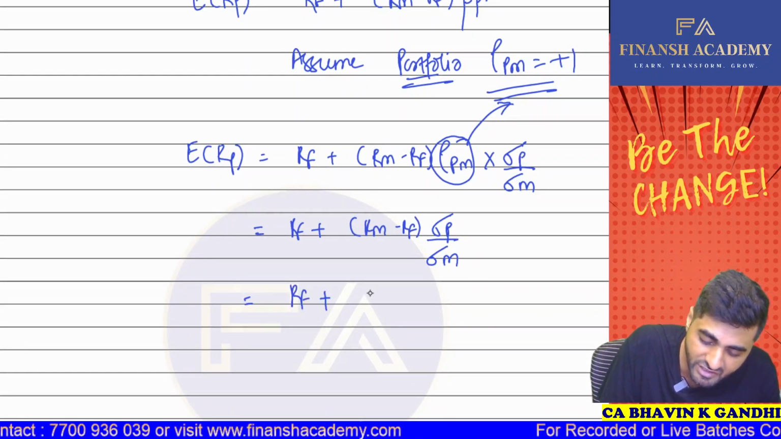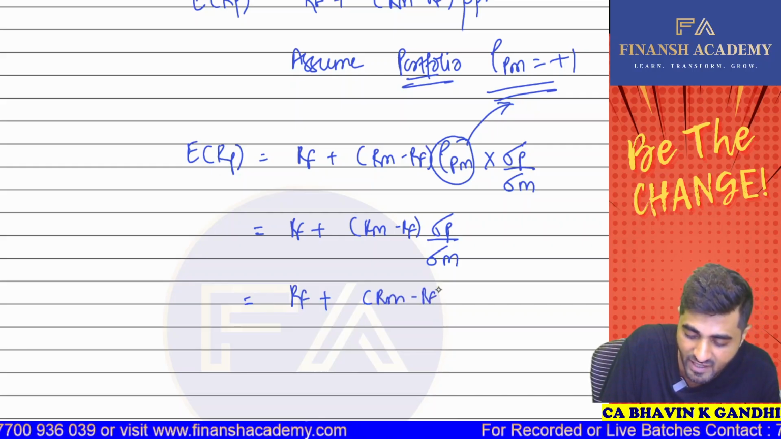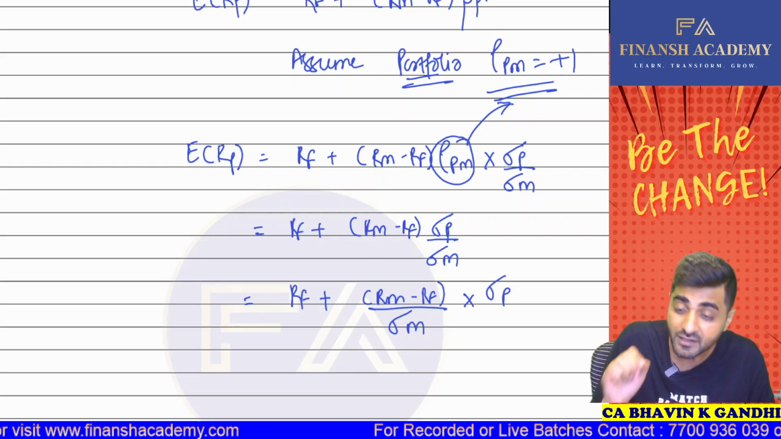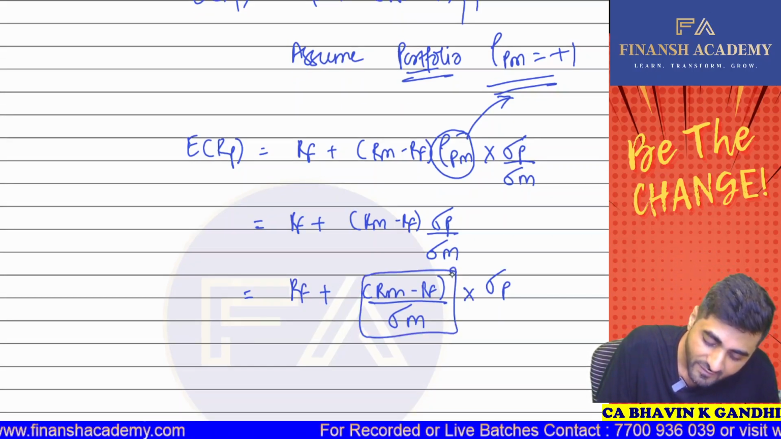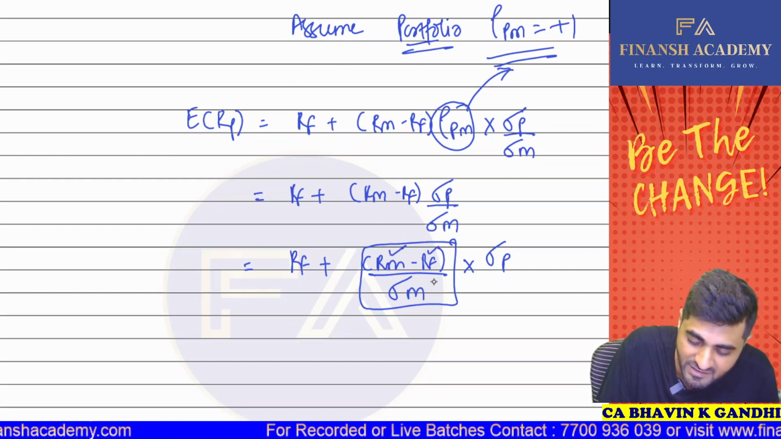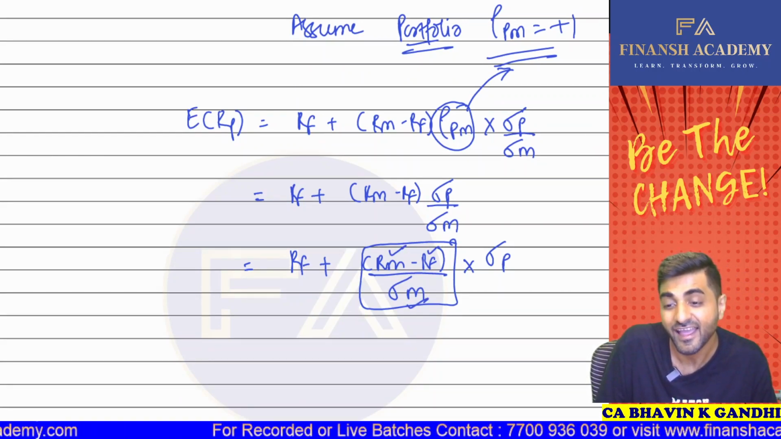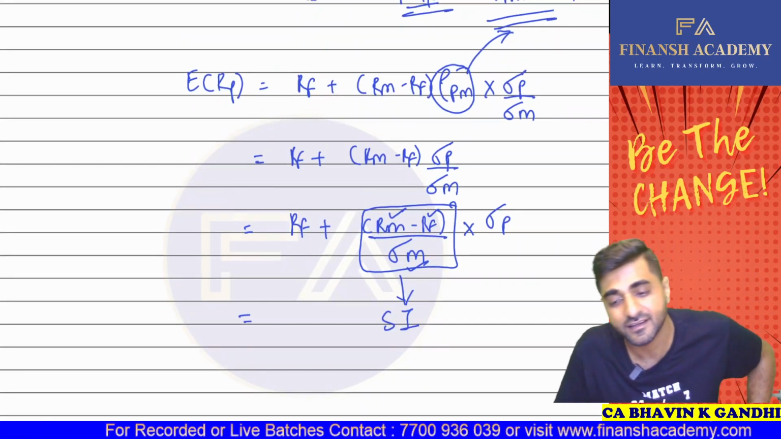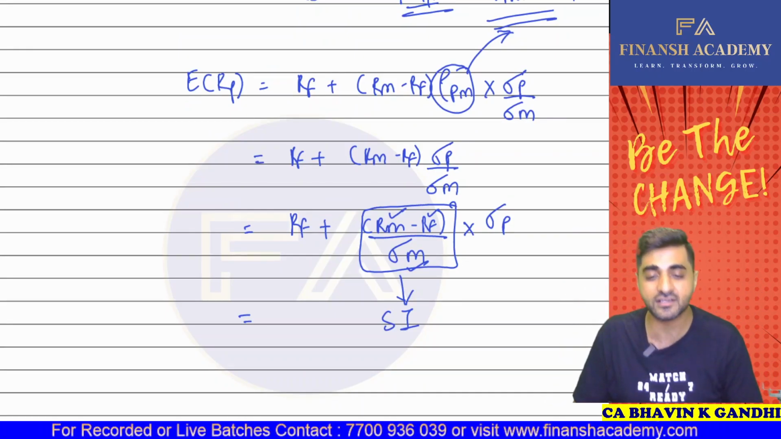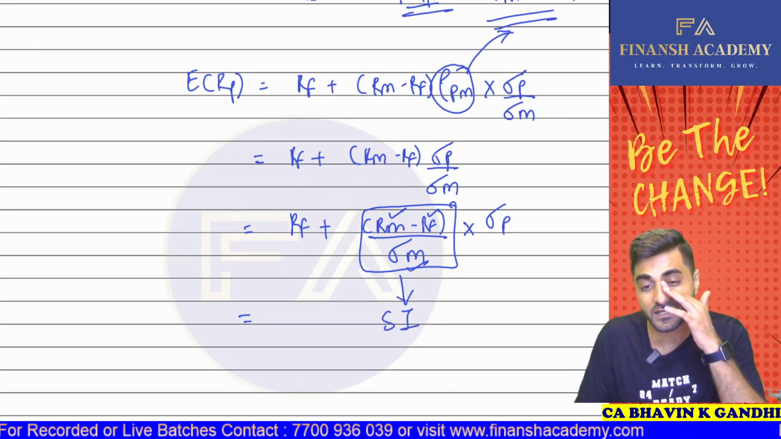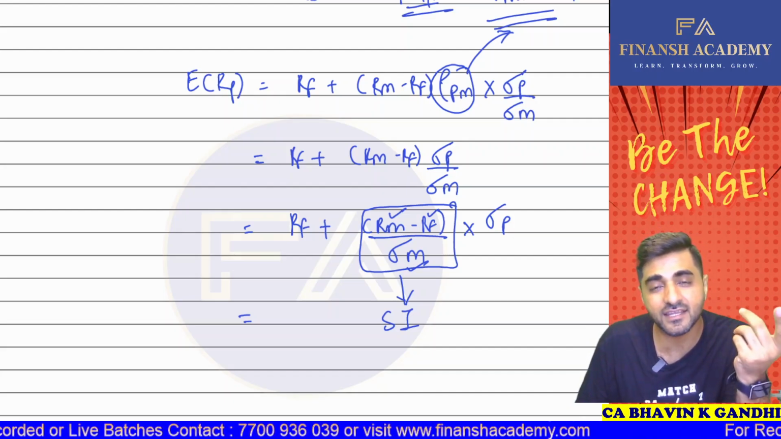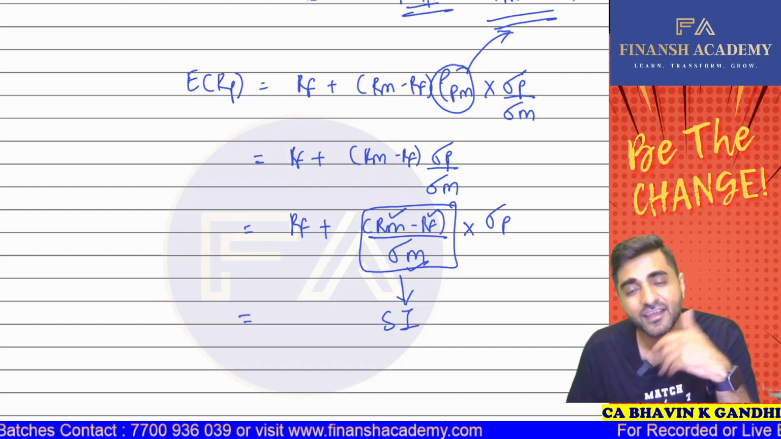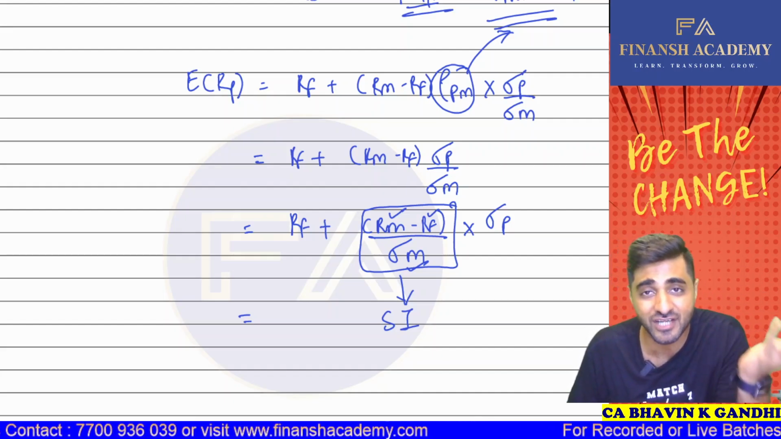So this can be rearranged and written like this: RM minus RF upon standard deviation of the market into standard deviation of the portfolio. Now, very soon you will realize that this is nothing but return on market minus risk-free rate upon risk of the market. And this itself, we call it as your Sharpe's index, isn't it? Can we call this as your Sharpe's index? Come on, yes or no? Yes, sir. Because what is your Sharpe's index? Your Sharpe's index is nothing but whatever is the premium over the risk-free rate, and we divide that with standard deviation. So this is your Sharpe's index.